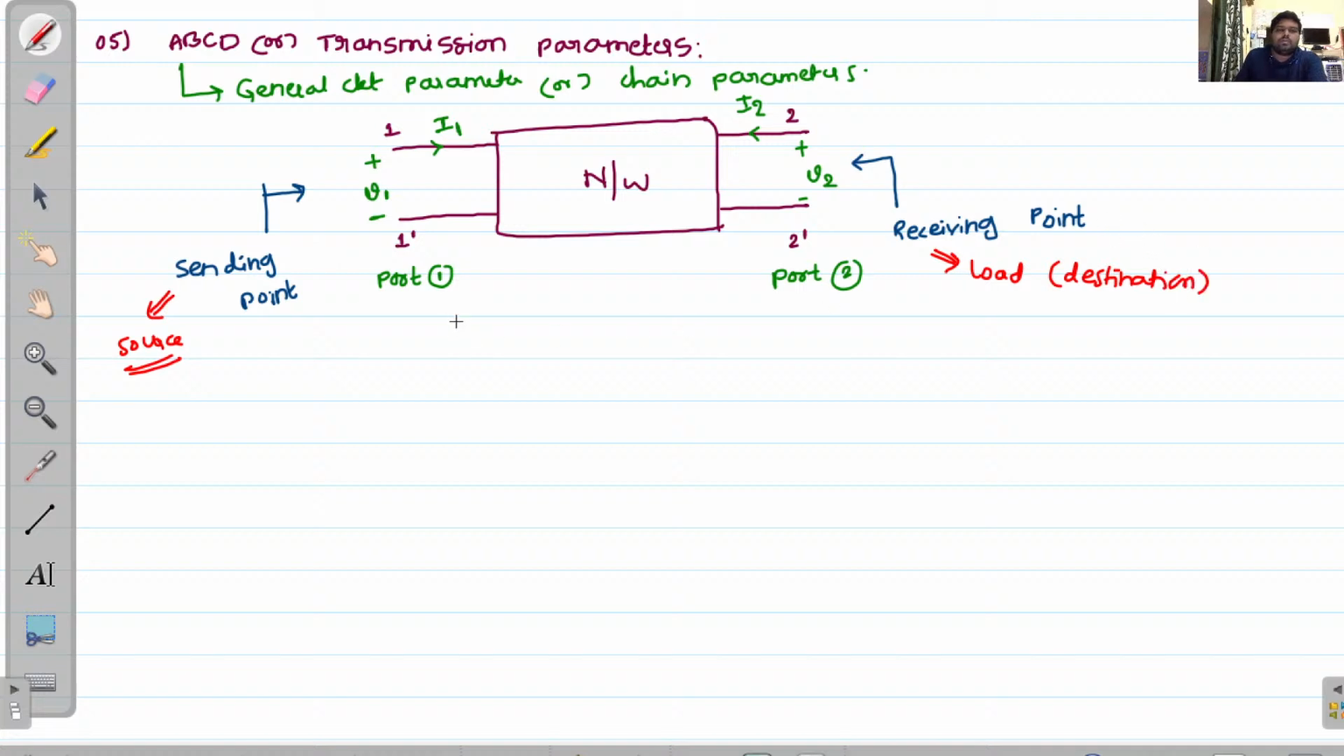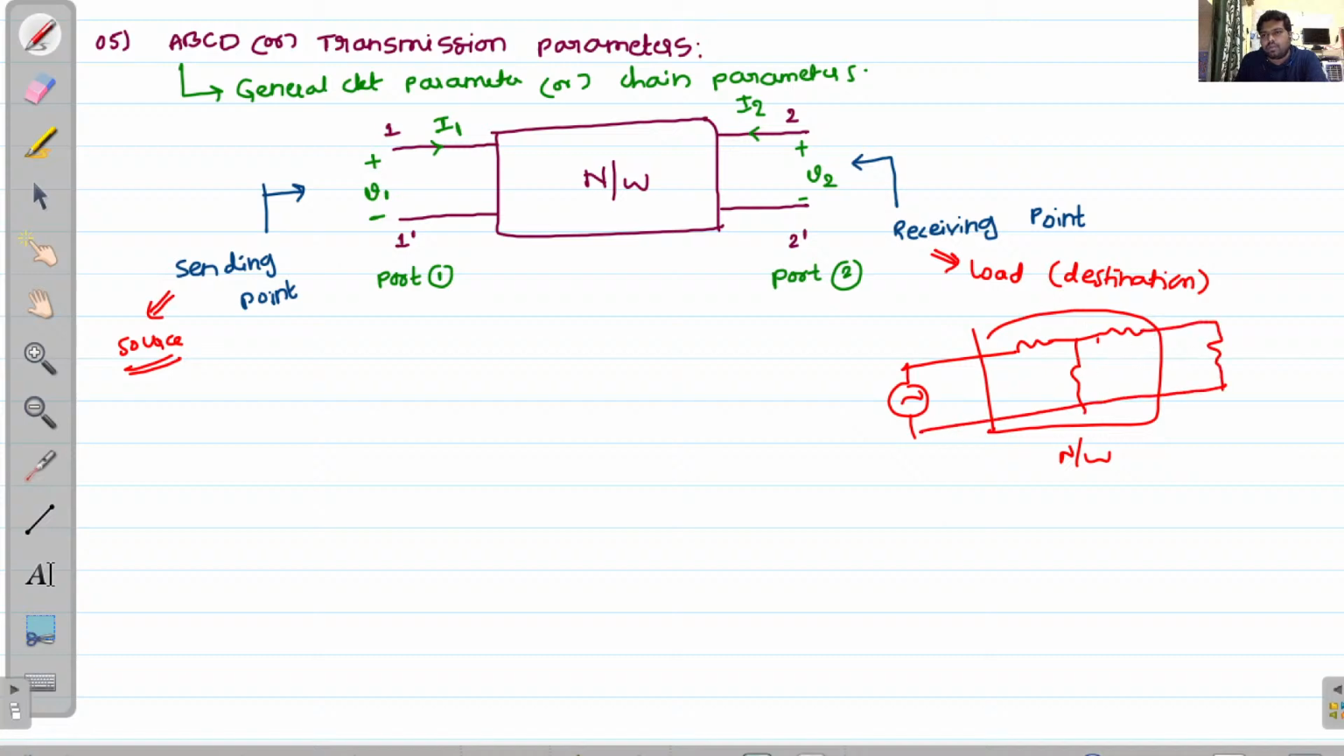So the energy can be transmitted from source to load. Okay, so we can start from one point to another point. For example, this is your source, and in between we have some network. We have different types of components here, and at the end we have one load here. Okay, this is the source, and this one is our load. Now we can transmit the energy from source to load with the help of this particular network.